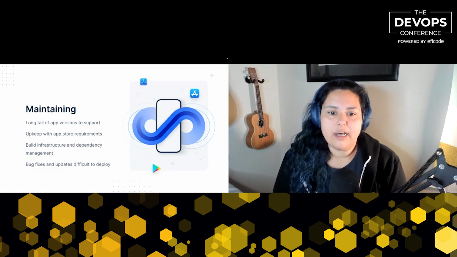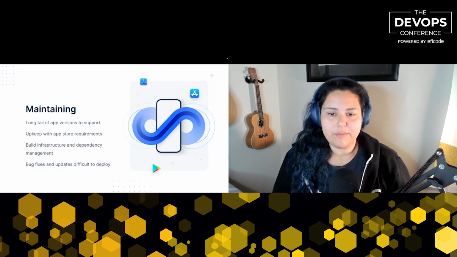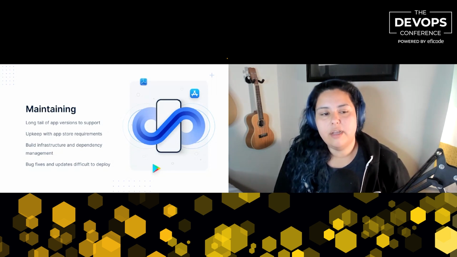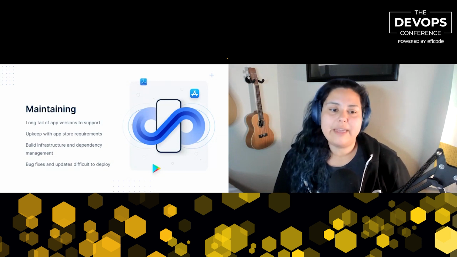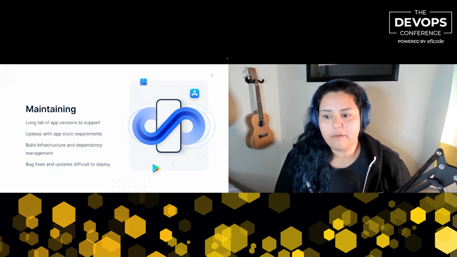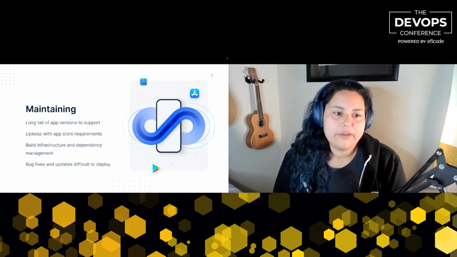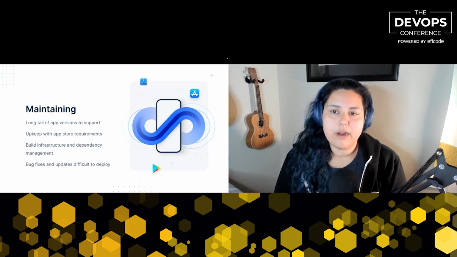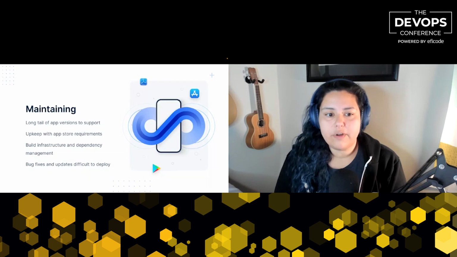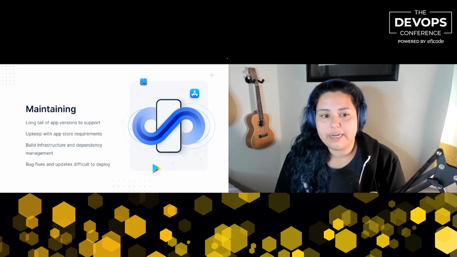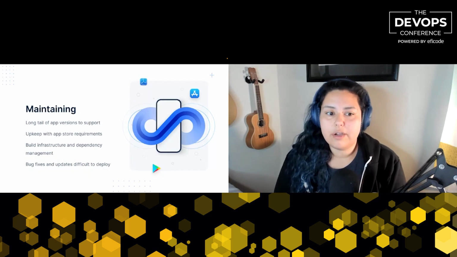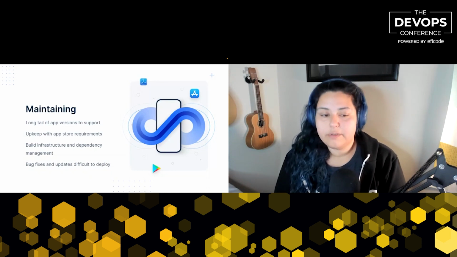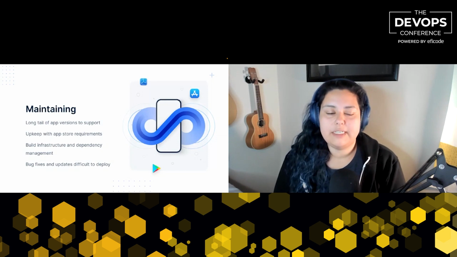Because of that, you have to take into consideration what app versions you're supporting whenever you make changes to your app that could be interacting with older versions. There's also upkeep with App Store requirements. Recently, we've seen Android and Google have new requirements for the type of binary that you're using for uploading. You have to target specific Android SDKs. If there are critical security or privacy requirements that go out, your app could be delisted from the App Store if you're not up to date.